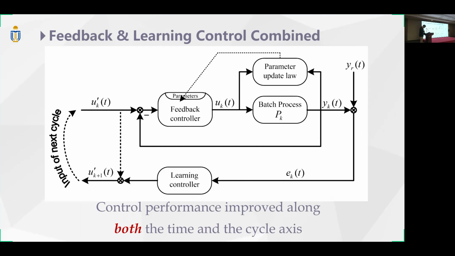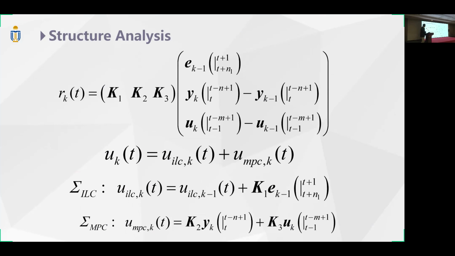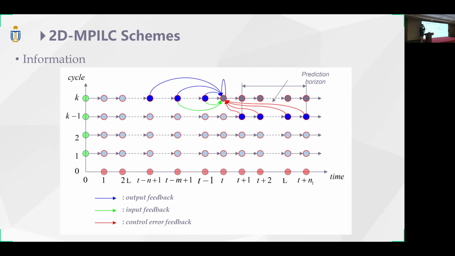I skipped all those mathematics. Eventually, we can describe a batch process as a two-time dimensional system. Obviously, everybody understands time is one-dimensional, it never goes back, right? But for a batch process, we can describe it with two time dimensions.